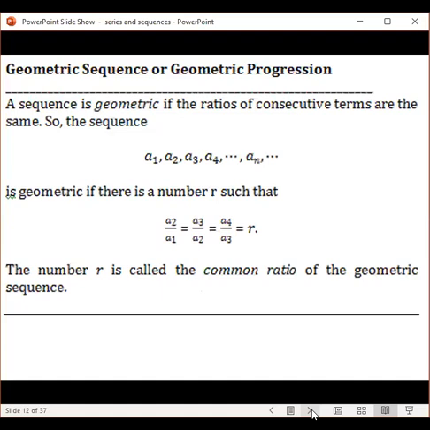Okay. Let's now proceed with geometric sequence or geometric progression. A sequence is geometric if the ratios of consecutive terms are the same. For the ratio, you divide the second term by the first term, or the third by the second, or the fifth by the fourth term. So we have here a common ratio: a sub 2 over a sub 1, a sub 3 over a sub 2, a sub 4 over a sub 3. That's the common ratio.